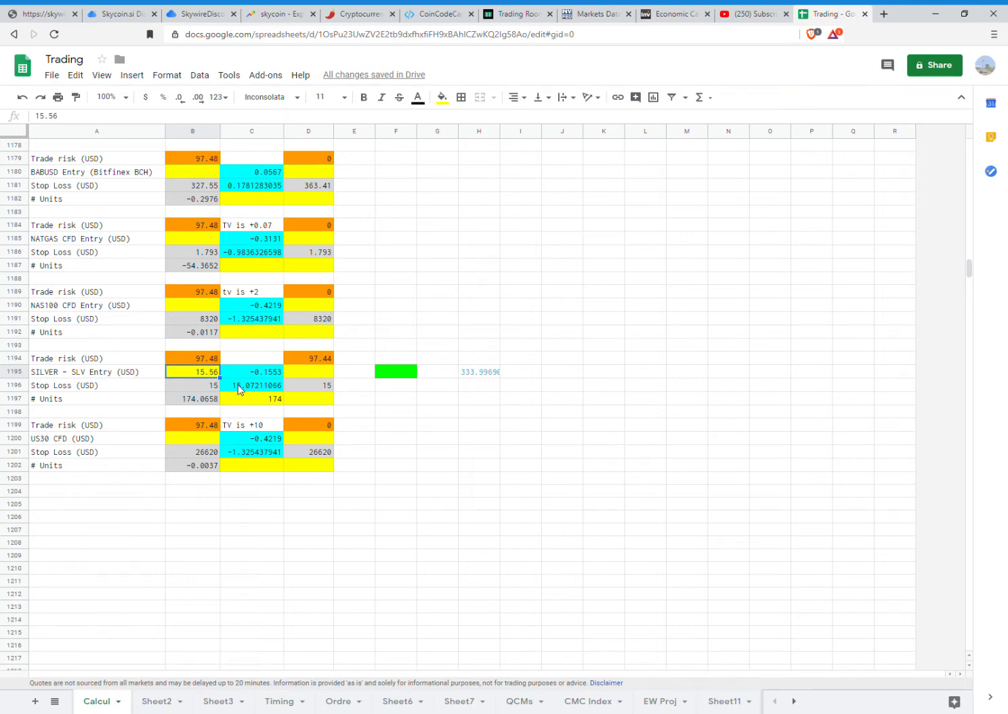And together with these two positions, I would want to not risk 1%, but let's say I would want to risk 0.6% of capital or something like that. So I might say, okay, 174 is the amount that I could go in with.